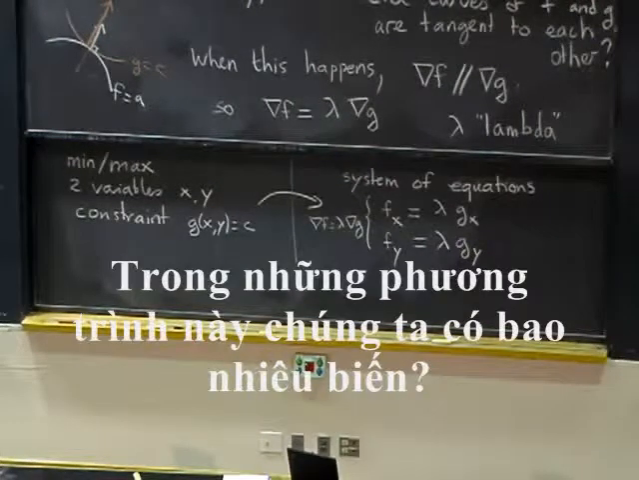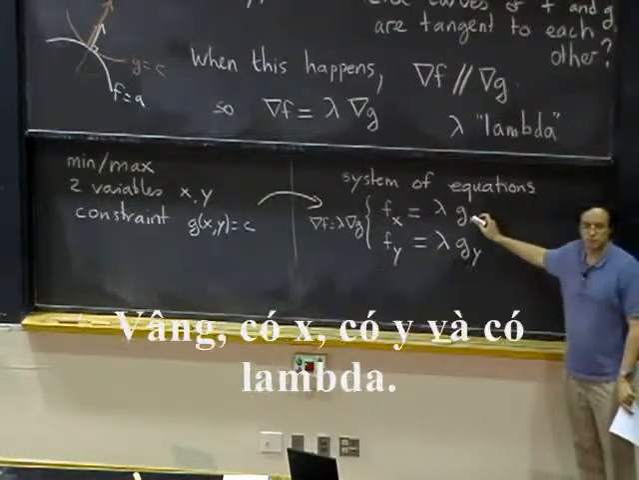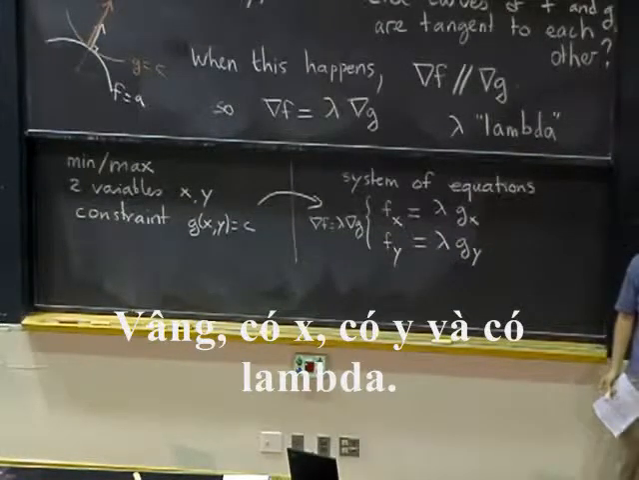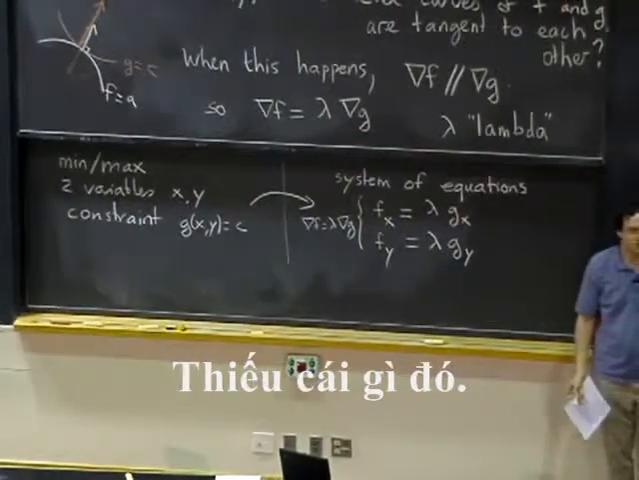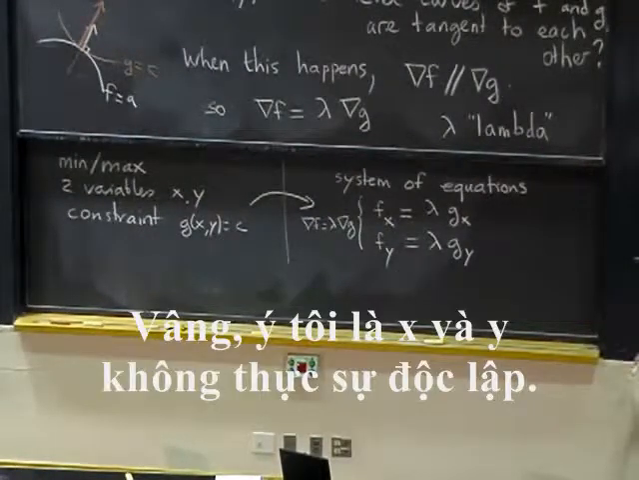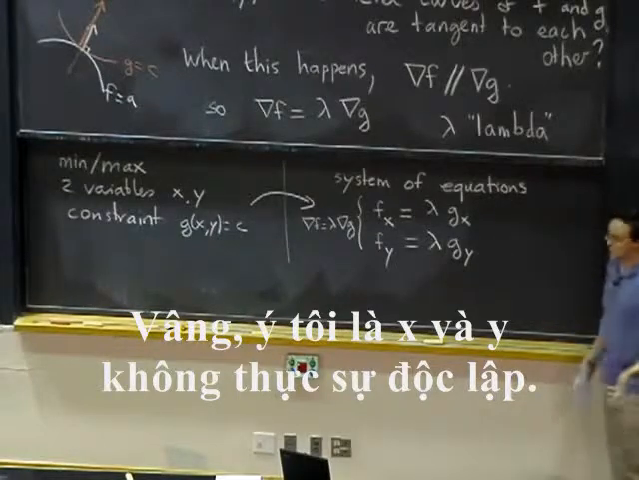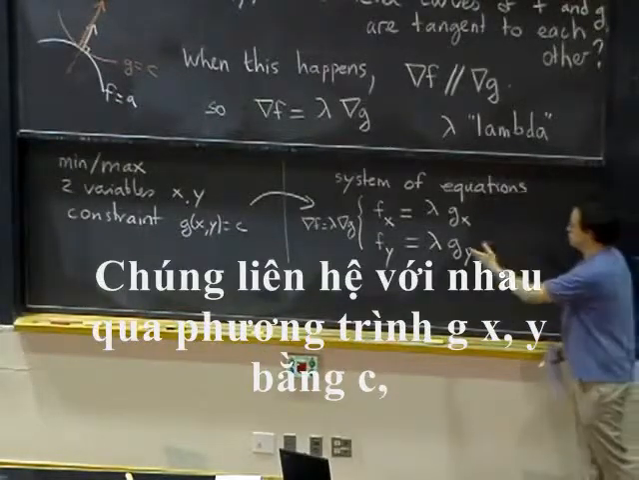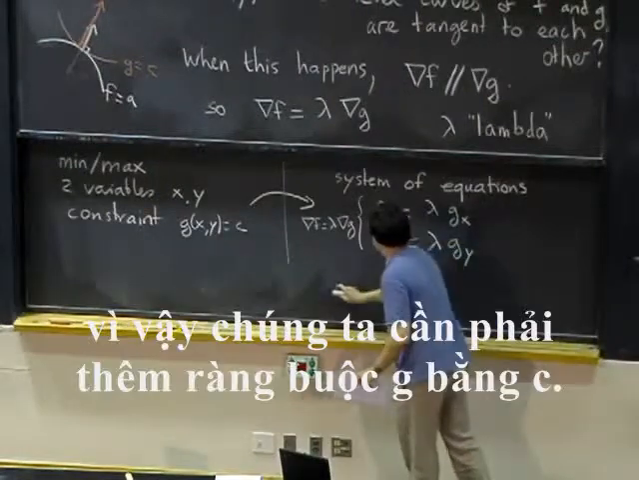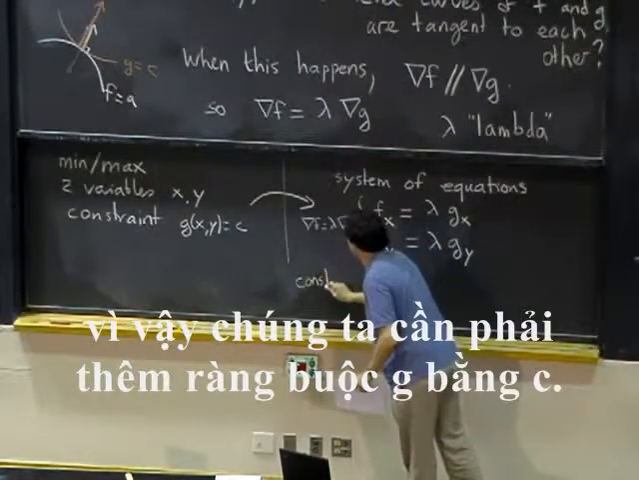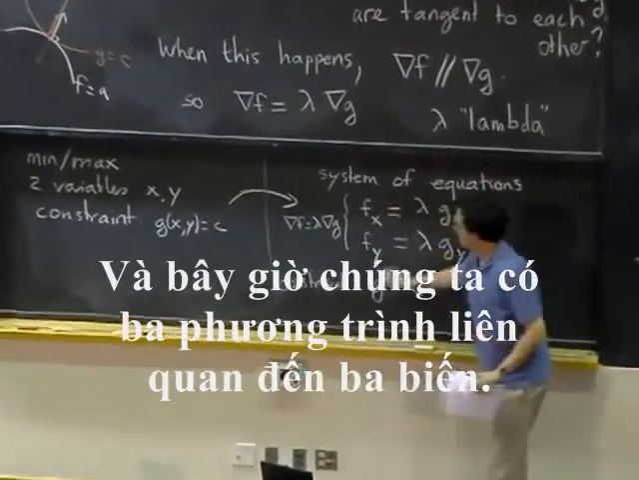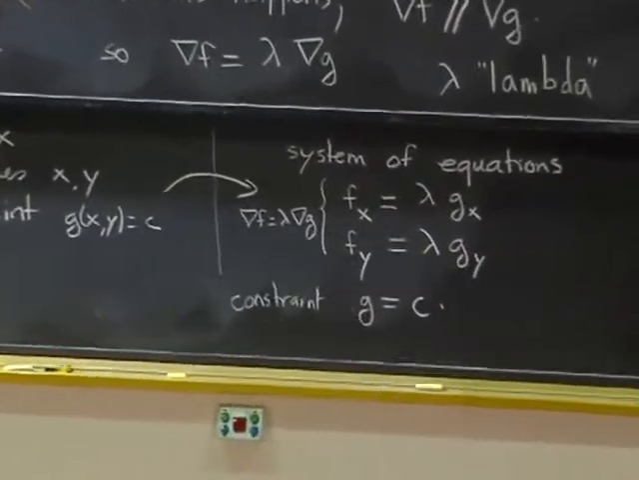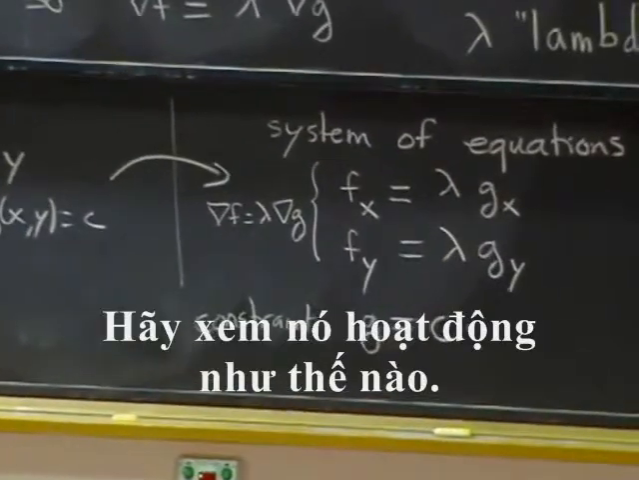Now, let's see. How many unknowns do we have in these equations? Well, there's x, there's y, and there's lambda. So we have 3 unknowns. We have only 2 equations. Something's missing. Well, yeah, x and y are not actually independent. They're related by the equation g of x y equals c. So we need to add the constraint g equals c. And now we have 3 equations involving 3 variables. Okay, let's see how that works.